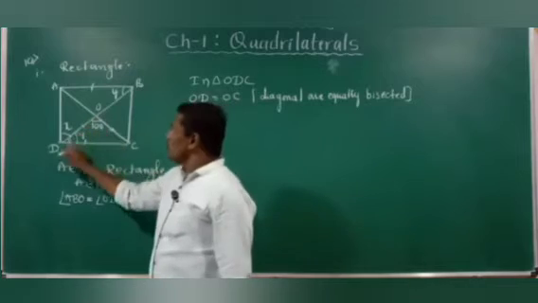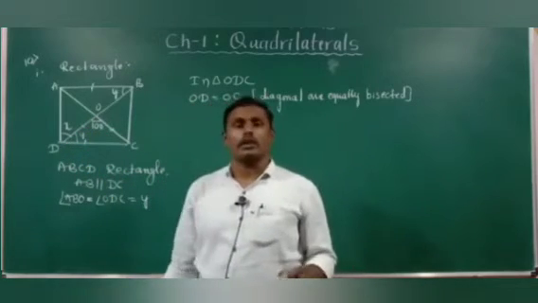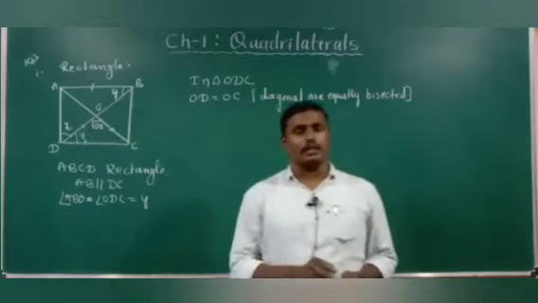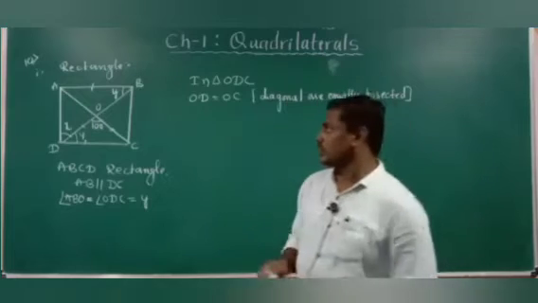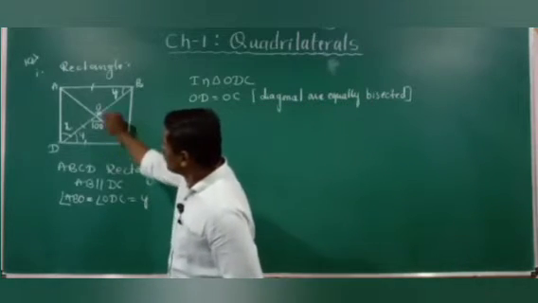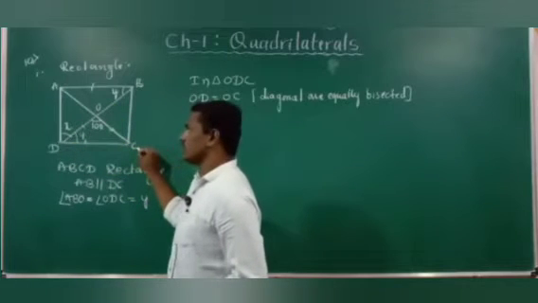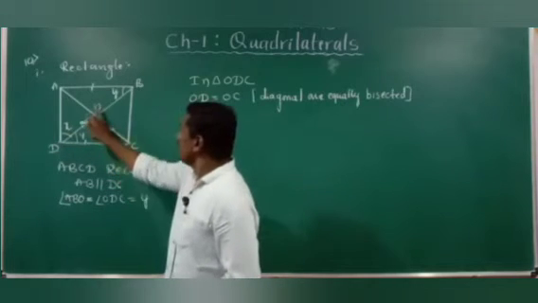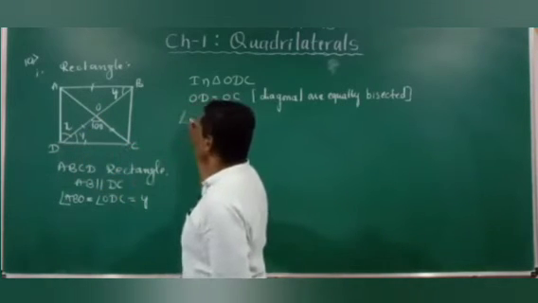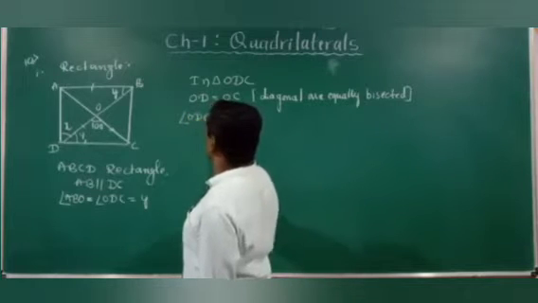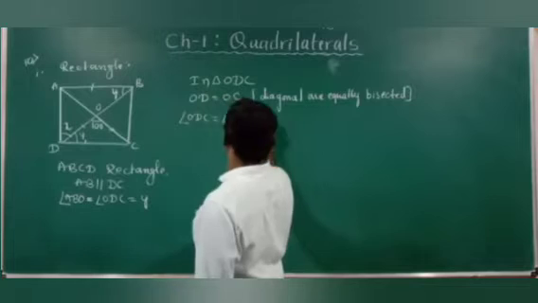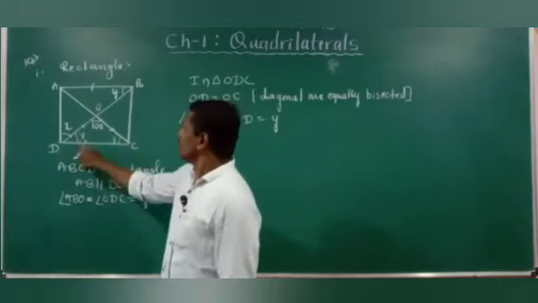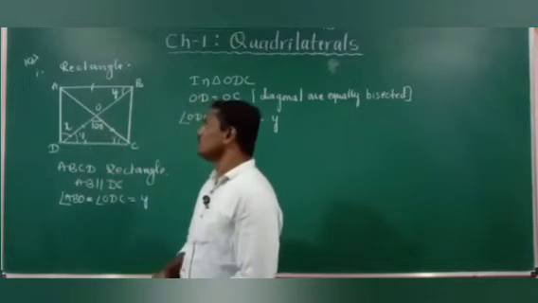Therefore if two sides are equal in any triangle, then the triangle is considered an isosceles triangle. In an isosceles triangle, the two sides are equal means their corresponding angles are also equal. Therefore angle ODC is equal to angle OCD. Those two angles are Y. So this is also Y. These two angles are now Y.